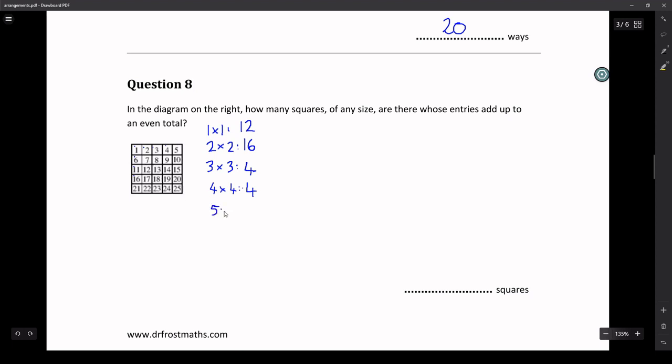And finally the 5 by 5 square. Well, the 5 by 5 square has 13 odd numbers. So in that case, it does not have an even total. So you can see there that we end up with 36 possible squares in total.